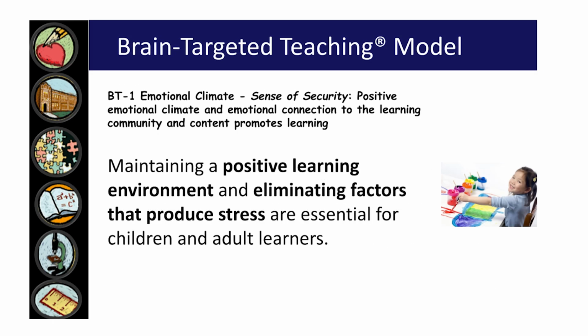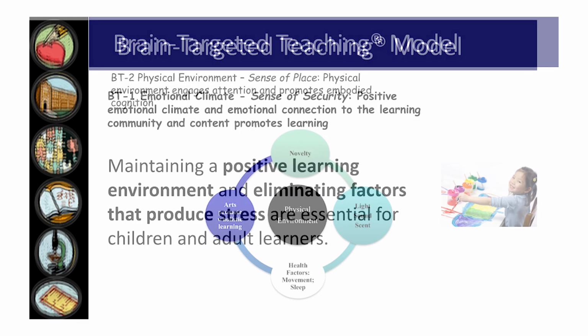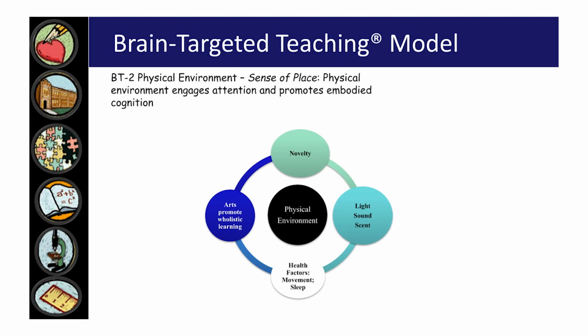This slide shows the focus of brain target 1, giving our students a sense of security through a positive emotional climate and an emotional connection to the learning community and the learning content. Brain target 2 encourages positive sense of place in which the learning environment promotes attention through novelty, focus on movement, and becomes the palette of artful spaces.